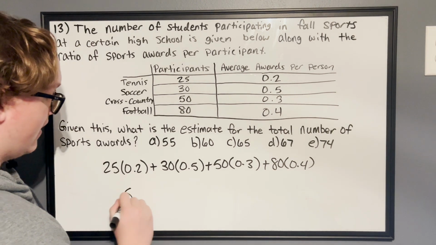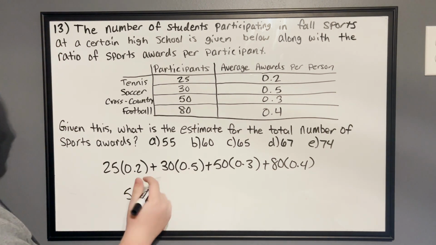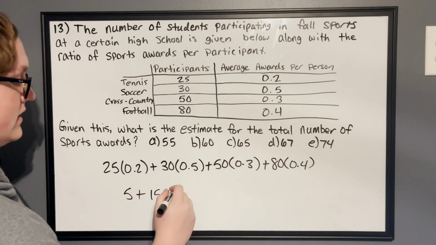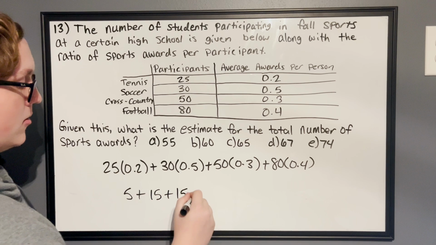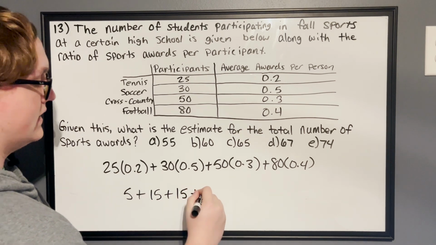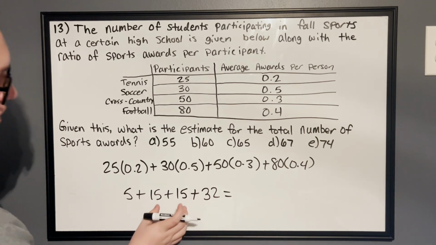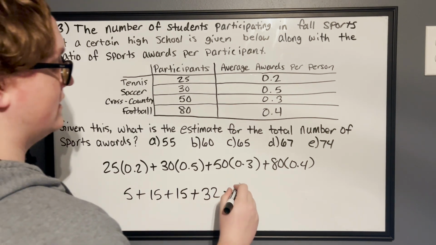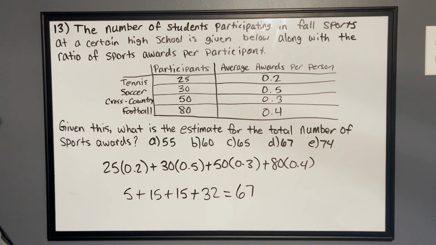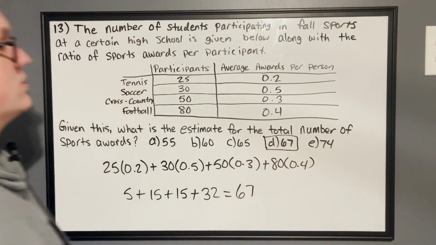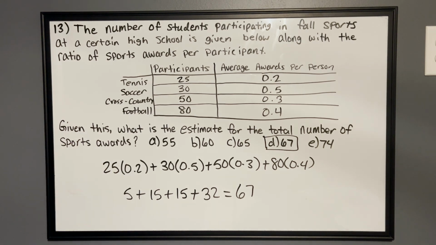This is going to give us 5 plus 30 times 0.5 is 15 plus 50 times 0.3 is also 15 plus 80 times 0.4 is 32. And when we add all of these together, we get 32 plus 30 is 62 plus 5 is 67 total awards. So the estimate is going to be option D, 67 total awards for fall sports. So that's it for question 13. Let's move on to question 14.